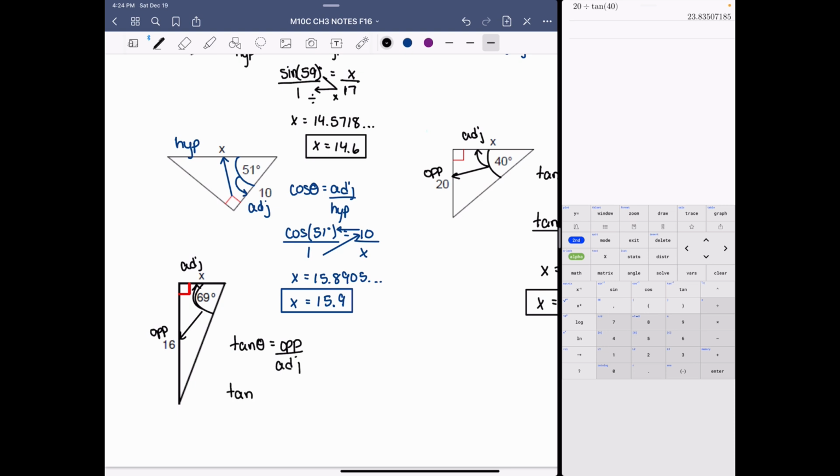Plug in our numbers. Tan of 69 degrees equals opposite is 16 over the adjacent, which is x. Put a 1 under tan 69. Then cross multiply and divide. Diagonal numbers would be 1 and 16, so multiply those. And then divide by our tan 69. 1 times 16 is 16, divided by tan 69, enter, 6.1418. To the nearest tenth, that rounds to 6.1.